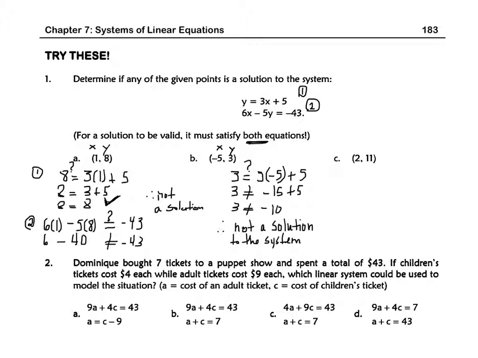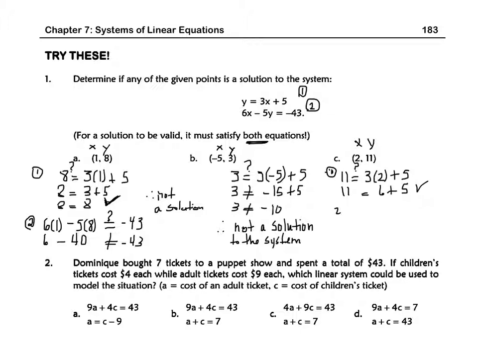And the next point is 2, 11. So the x is 2, the y is 11. If we check it in the first equation, 11 equals 3 times 2 plus 5. 11 equals 6 plus 5, and that is true. I should have a little question mark there. So that is a true statement. That's equation 1.